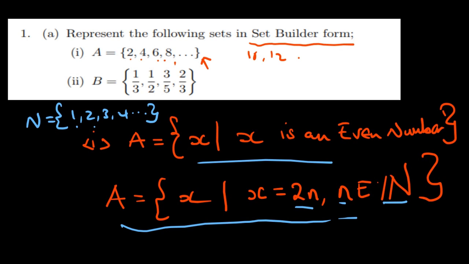If it takes the value of 1, then our first element in this set will be 2. If it takes the value of 2, our second element will be 4. If it takes the value of 3, it will be 6. If it takes the value of 4, it will be 8, just like that. And that's what we can see in this set. So you can describe it in this way or in this way. Both of them are correct. Is that clear? We can proceed to the next one.